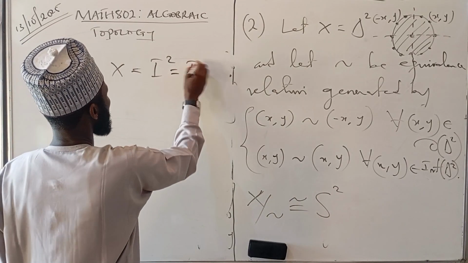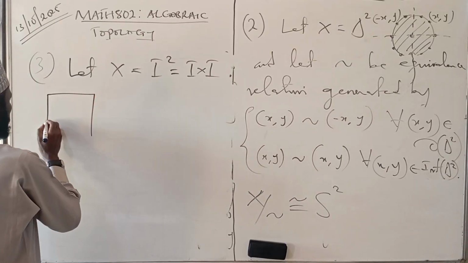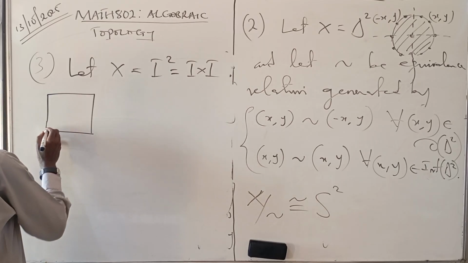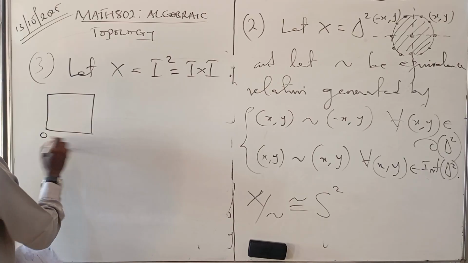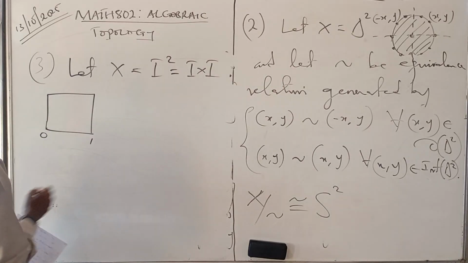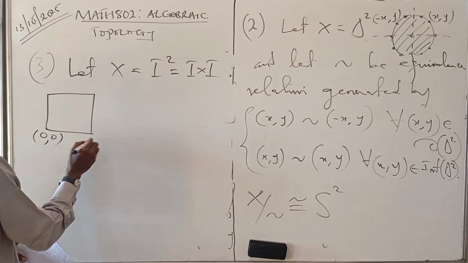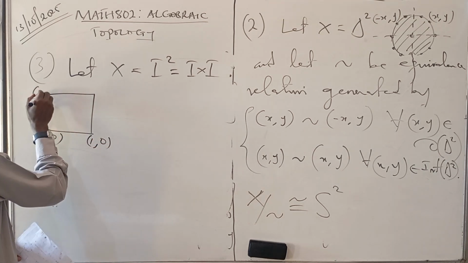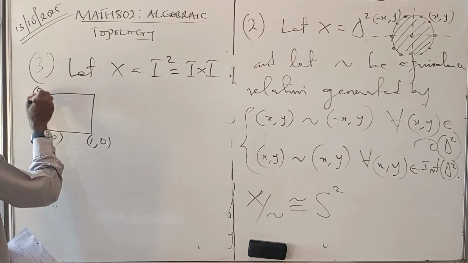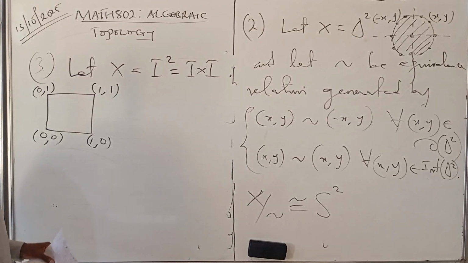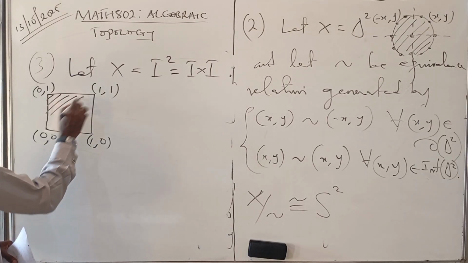Did you remember this? It's actually I cross I. This space is like this. Okay? Since this is the interval, this is 0, 1. You can think of coordinates: this is 0, 0, this is 1, 0, this is 0, 1, and this is 1, 1. This is your I², with the inside included.